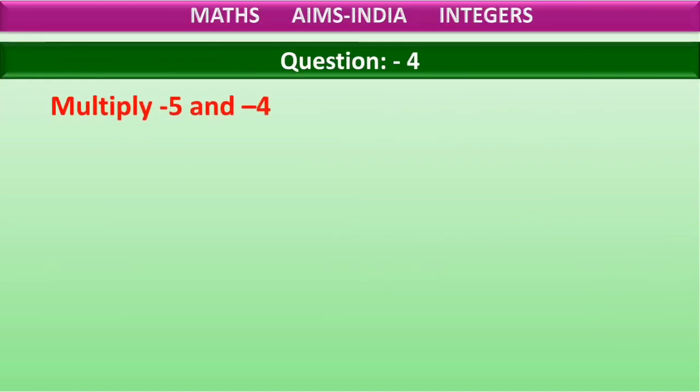Question number 4. Multiply minus 5 and minus 4. Option A minus 20, option B 20, option C minus 9, option D 9. What is the correct answer here? Yes, the correct answer is 20.